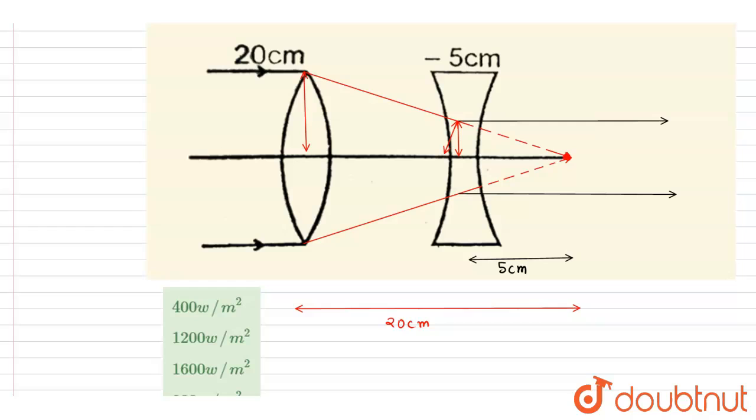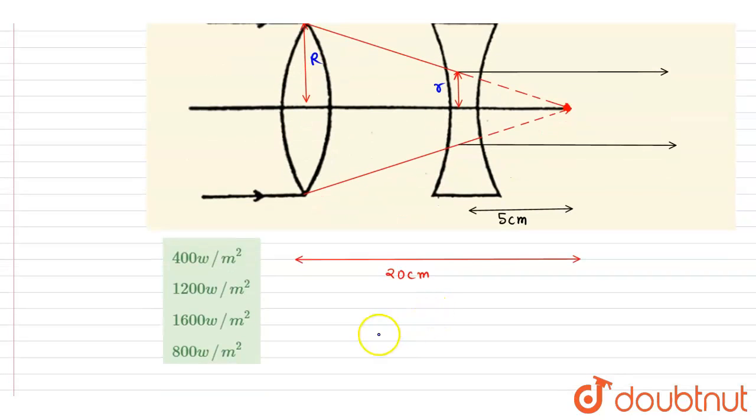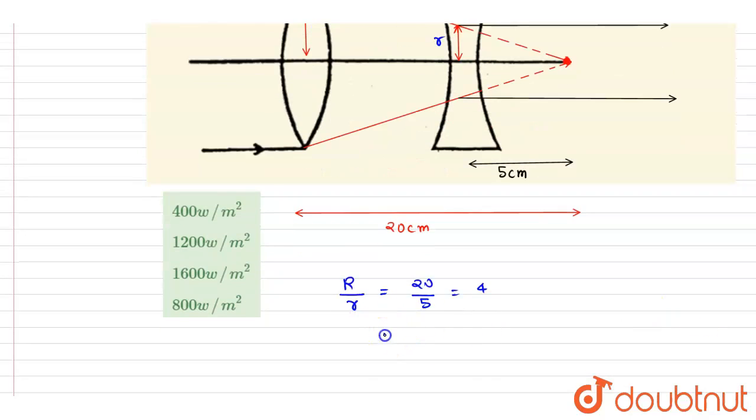So if you see, we can relate the two from the concept of the similar triangle. So if I say this is capital R, this is small r, we will write down from the similar triangle concept, capital R by small r is equal to, if you see the base length, it is 20 and this is 5, so it is 4. So capital R is 4 times small r.